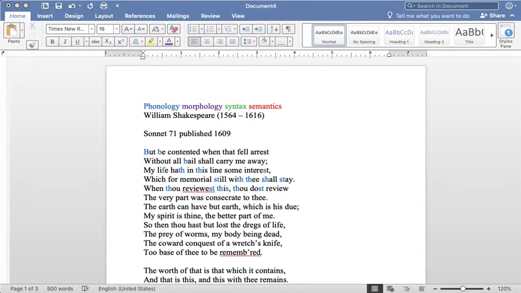You don't have to show me how you did your analysis. You just have to show me the outcome of it. But this is how I'm doing it to demonstrate. So I started with phonology. All the phonology stuff is in blue.